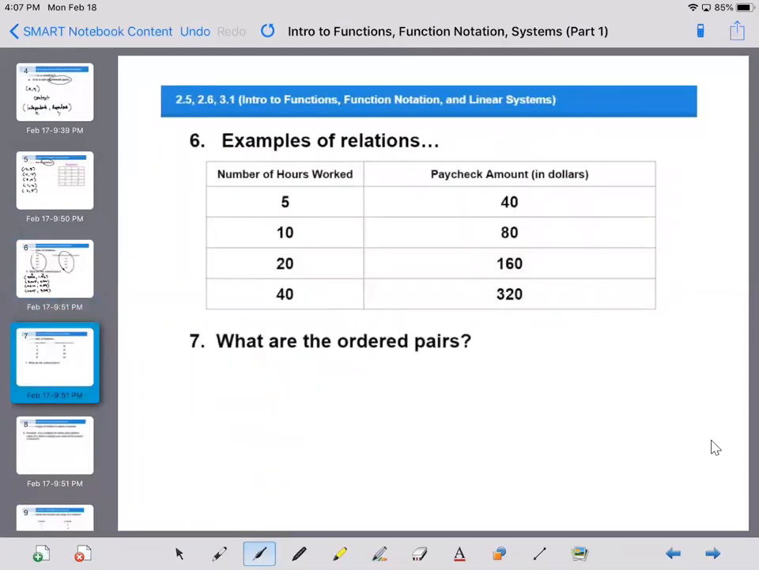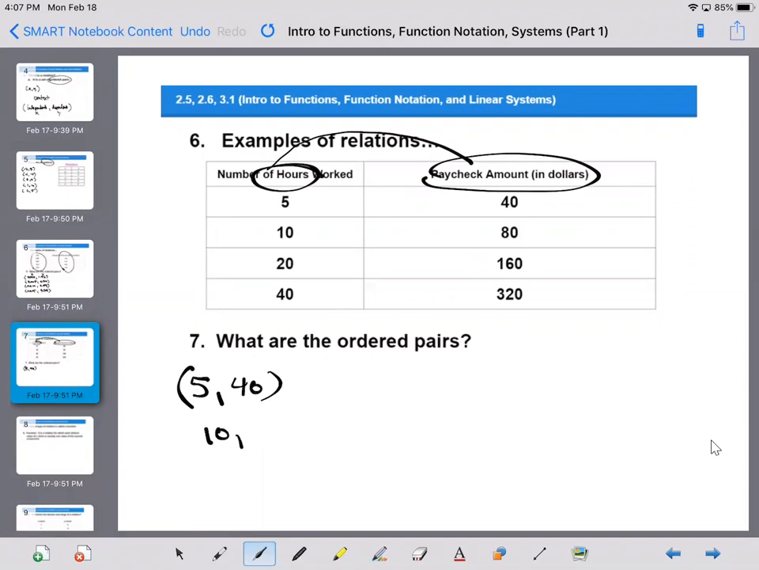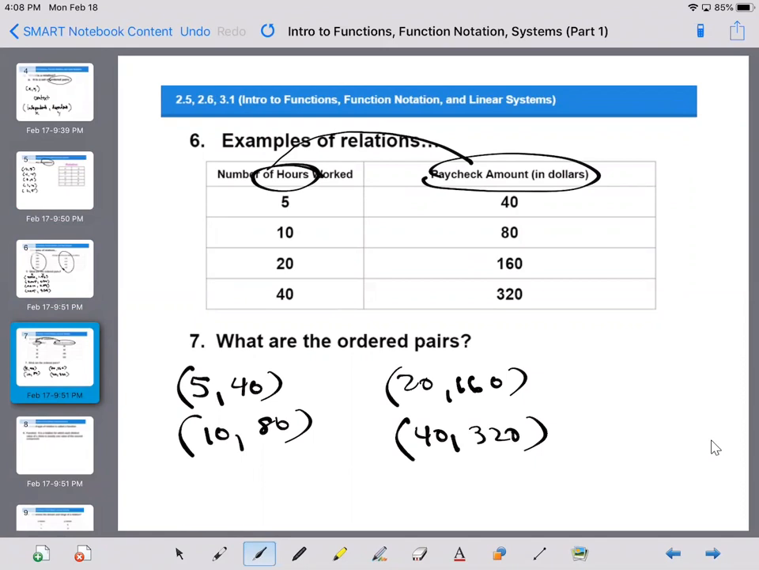Another context would be the amount in the paycheck in dollars is dependent on the number of hours you work. So the ordered pairs (10, 80), (20, 160), and (40, 320). Those would all be ordered pairs and examples of relations in context.